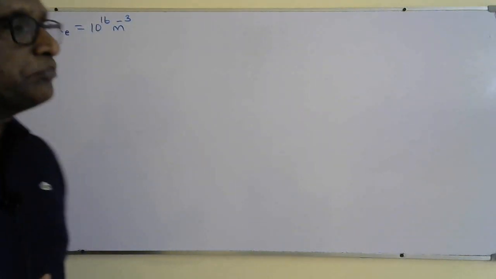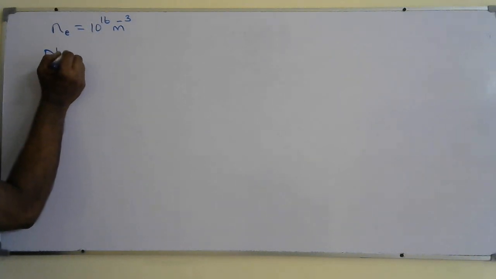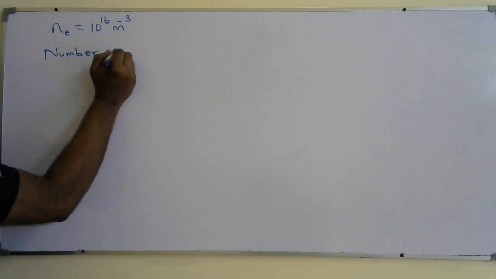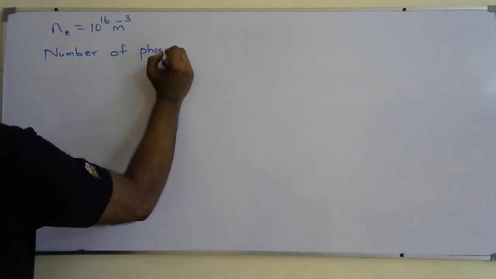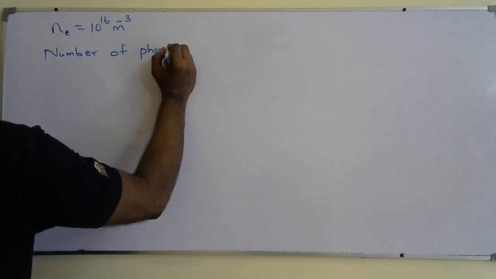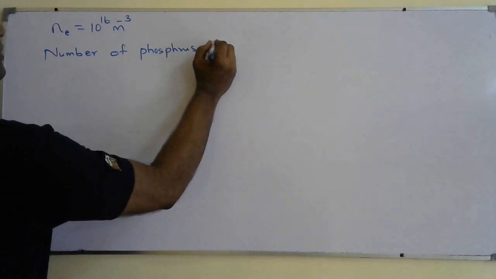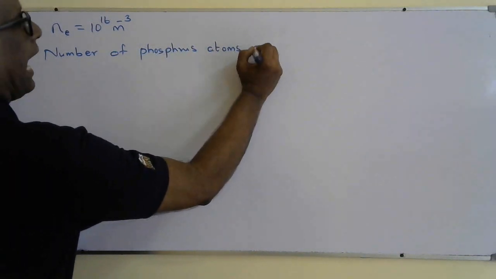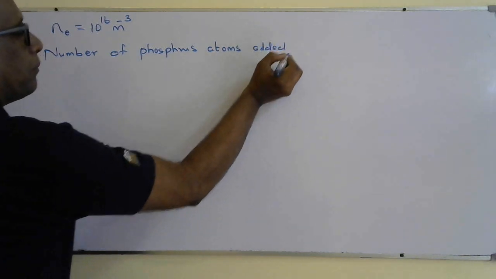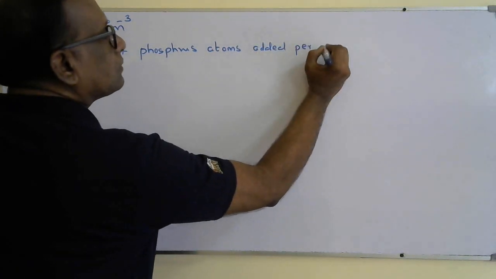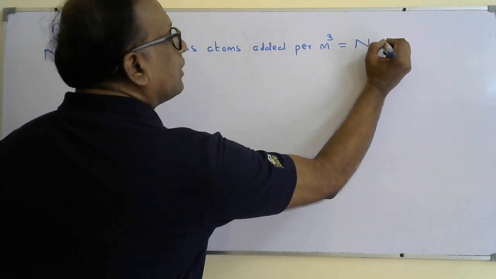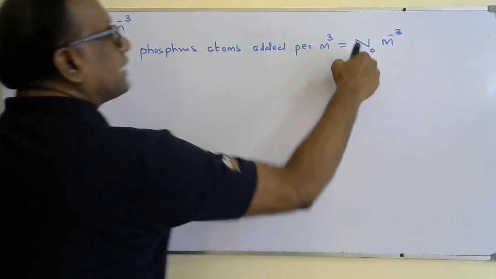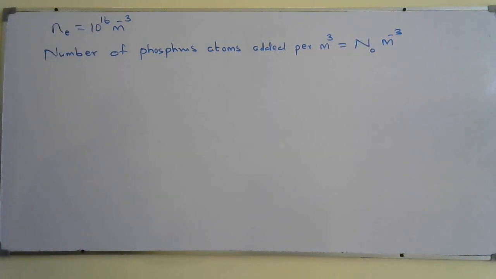So we can say the number of phosphorus atoms added per meter cube, let it be N naught per meter cube. So that's the number of phosphorus atoms added per meter cube.